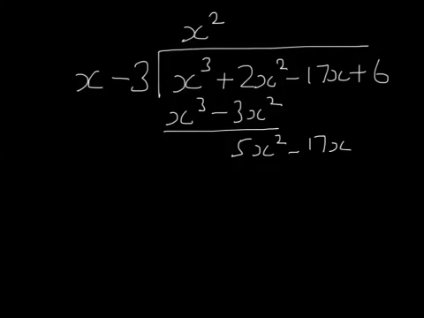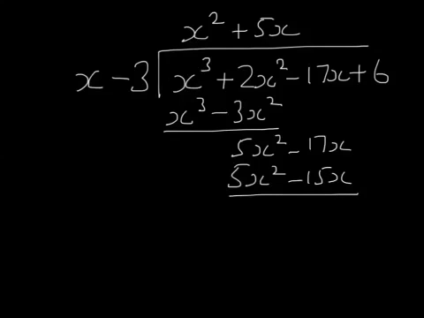Then I go through the whole process again. What do I times x by to turn it into 5x squared? The answer is plus 5x. 5x times x is 5x squared. And then the 3 just follows on, so it's 5x times all of this. 5x times x, yes, and then 5x times minus 3 is minus 15x.